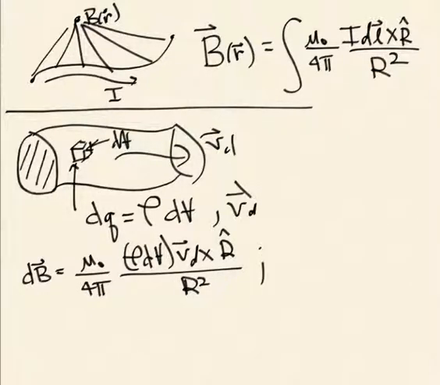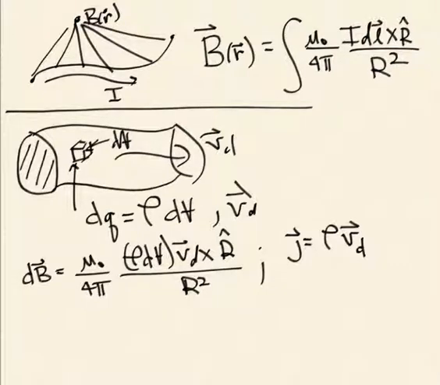So it turns out that the charge density times the velocity of the charges is the same as the current density. The current density has units of amps per meter squared. It really is the density of moving charges times their velocity, so it's the same as rho times v drift.